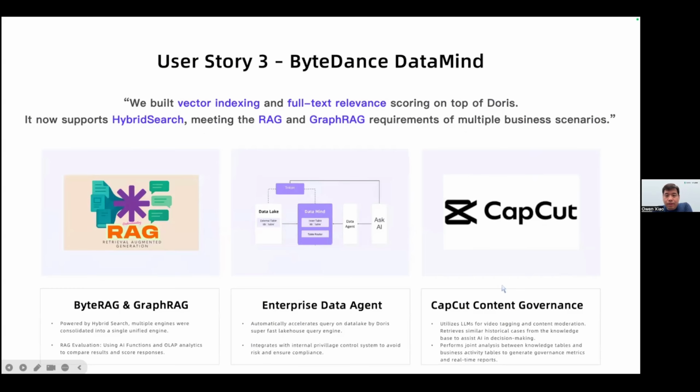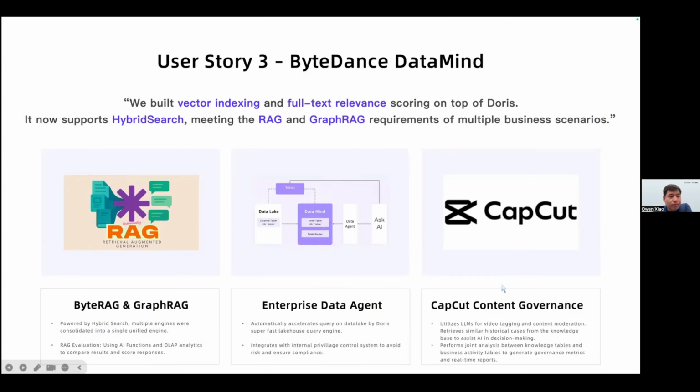Okay, and the latest user story is very interesting. ByteDance built their AI data and AI platform, DataMind. In fact, the vector index and relevance score features of Doris 4.0 were contributed by ByteDance. They built the vector indexing and full text relevance scoring on top of Doris and contributed these features back to the community. It's a good example of open source.